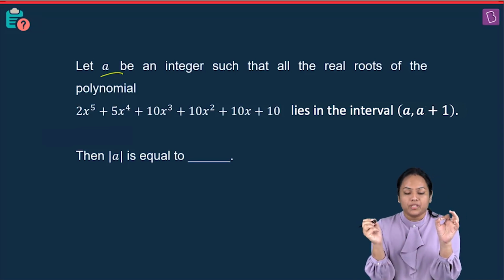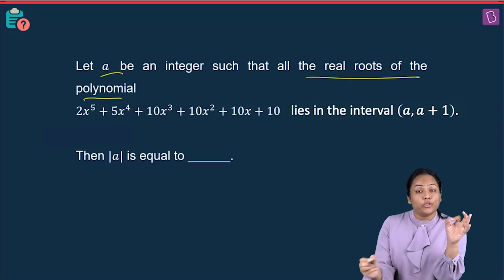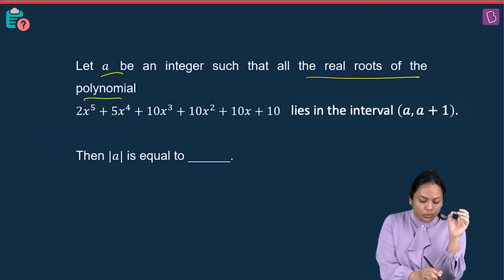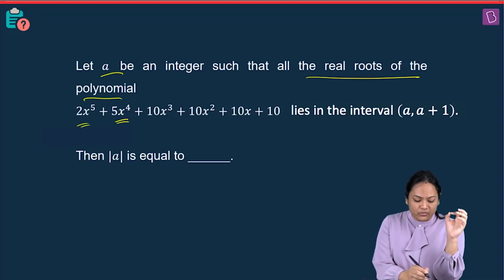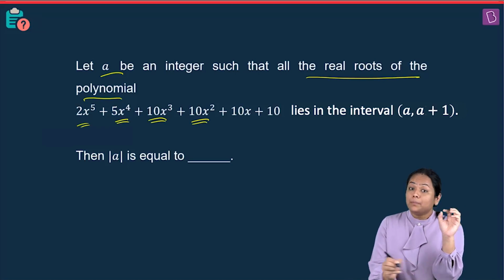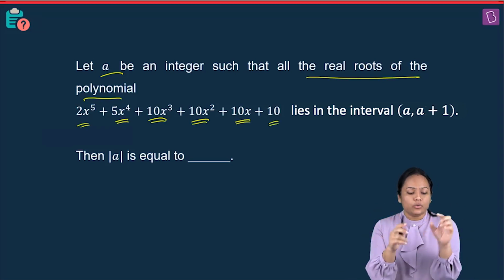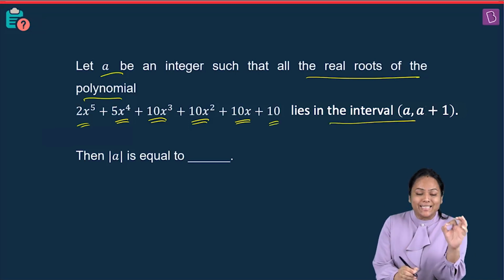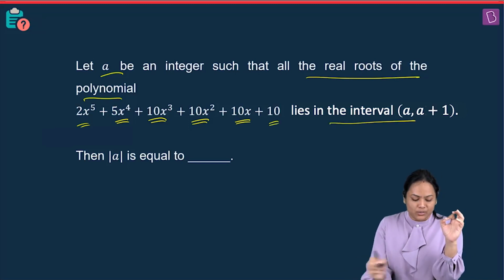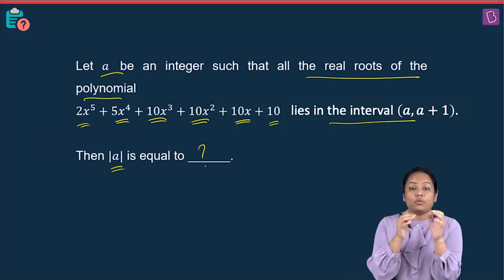Let A be an integer such that all the roots of the polynomial, it's a 5-degree polynomial, 2x raised to 5 plus 5x raised to 4 plus 10x cube plus 10x square plus 10x plus 10. So all the real roots of this polynomial lie in the interval a to a plus 1. What is the value of modulus of a?